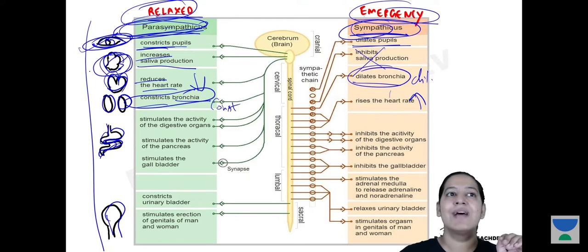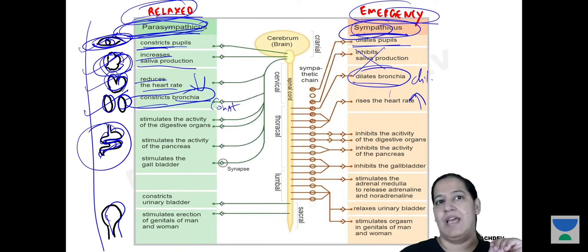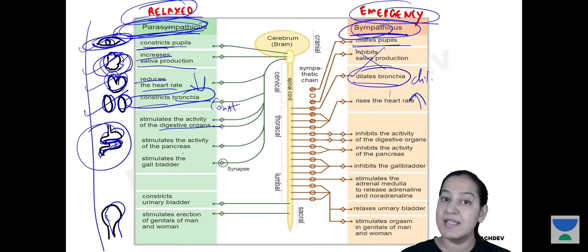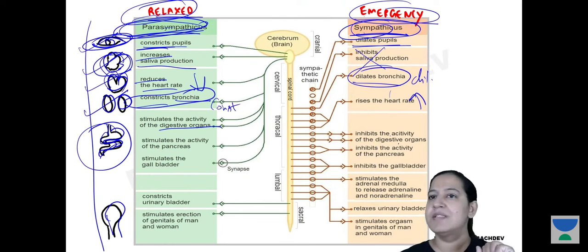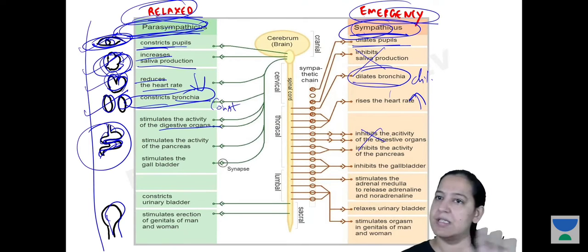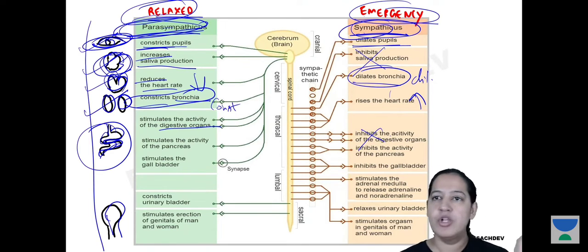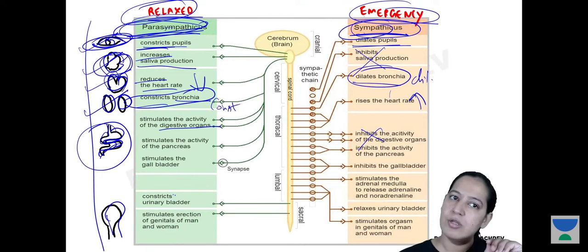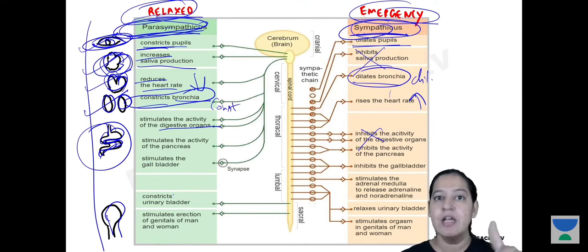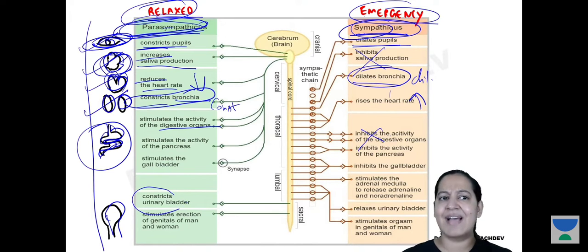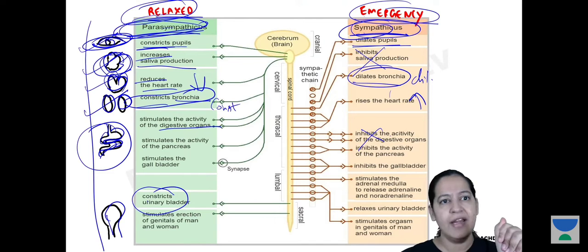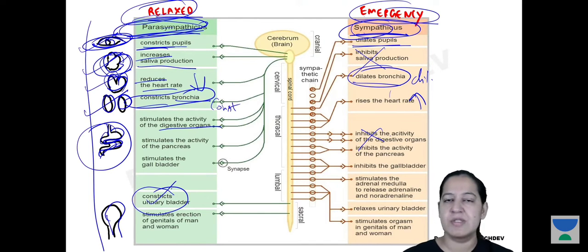So eye done, salivary gland done, heart done, lung done, intestine has the same thing. Currently, I can eat anything. I can digest anything. So my digestive organs are stimulated. Peristalsis is going on, but during emergency peristalsis will be inhibited, the digestive organs and the whole GIT will not function. Urinary bladder also, currently in the relaxed state, we can go to the toilet and void the urine. We can do the micturition because we are in a relaxed state. So the bladder can contract and urination can occur.